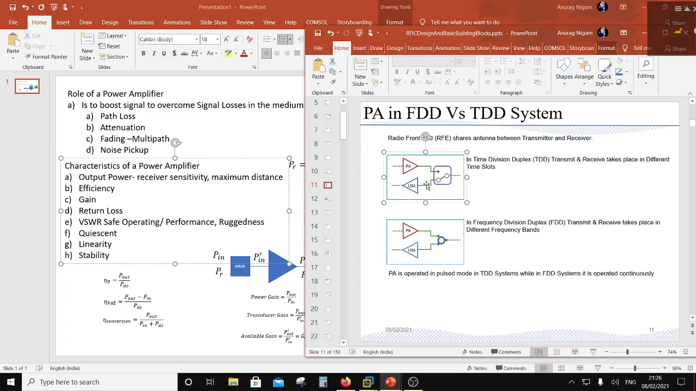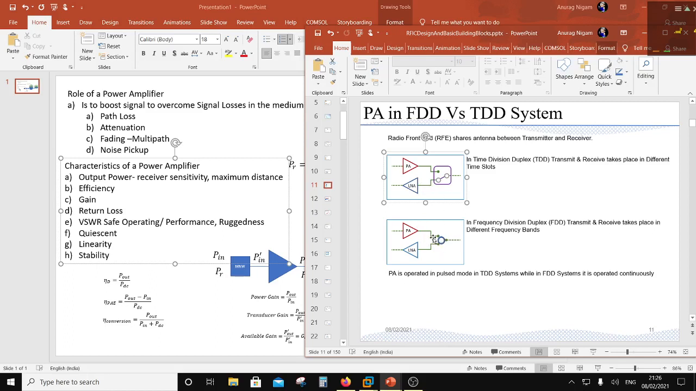So in that case, the ruggedness of a PA becomes important in a TDD system, right? Not in an FDD system. In an FDD system, it is continuously on, right? The PA is transmitting and the LNA is receiving through a circulator, right? The antenna is shared, and it is always on, right? So in an FDD system, the ruggedness is not much of an issue.